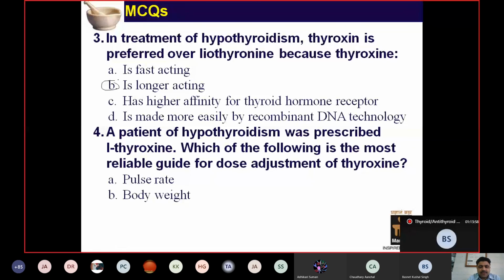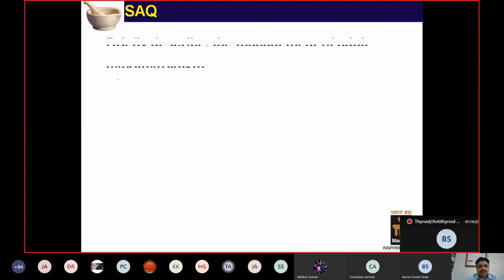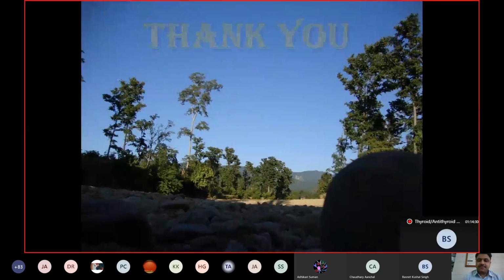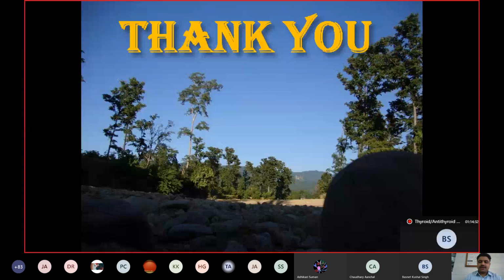Question number 4: a patient of hypothyroidism was prescribed levothyroxine. Which of the following is the most reliable guide for dose adjustment of thyroxine? D is the correct option. We see the serum TSH level. That is the correct answer, and you can briefly describe the management of adult hypothyroidism in the next class. Please be prepared, and then we will discuss. Okay, this finishes the thyroid hormone.